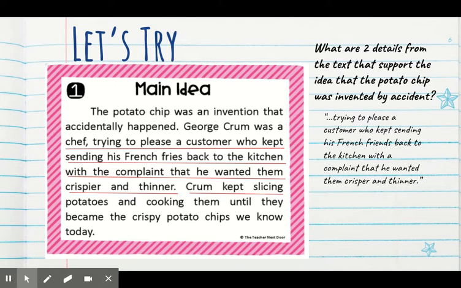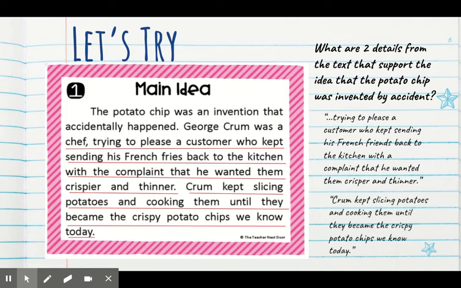So here's another detail. It said Crumb kept slicing potatoes and cooking them until they became the crispy potato chips we know today. So this customer complained. He kept sending them back. He wanted them thinner. George Crumb kept slicing them thinner. And eventually he stumbled upon this idea of the potato chip. So these are two details that support my main idea statement. I can use these details as evidence to prove that the main idea is that the potato chip was invented by accident by someone named George Crumb.